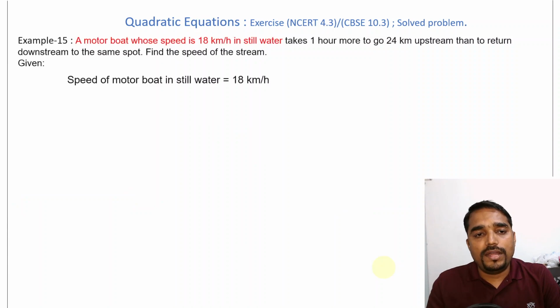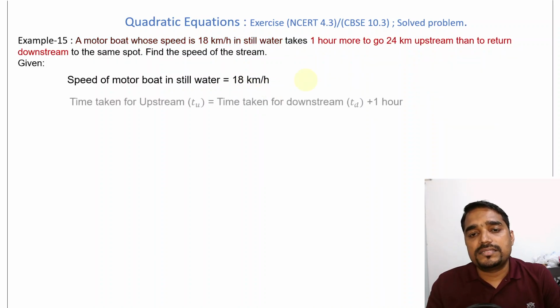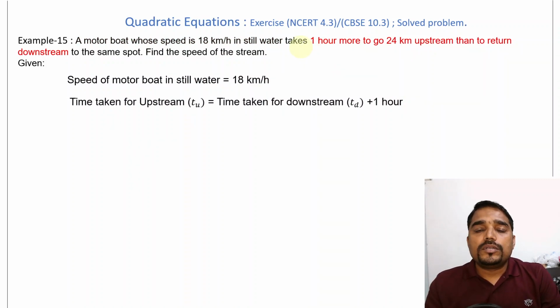Now let us note down the given data. A motorboat whose speed is 18 kilometers per hour in still water, that is, the speed of the motorboat in still water is 18 kilometers per hour. This is the first data. Also, the next data given is related to the time taken: the boat to travel upstream will take 1 hour more than to travel downstream. That is, time taken for upstream, TU, is equal to time taken for downstream, TD, plus 1 hour.